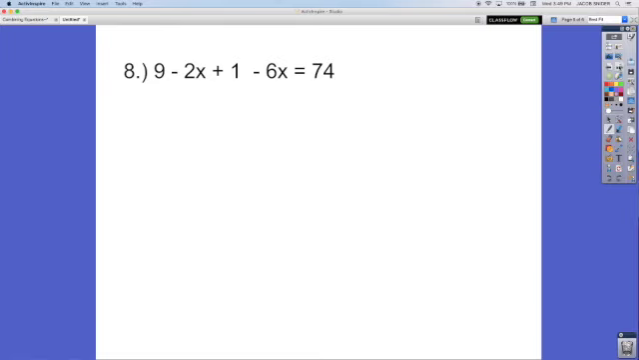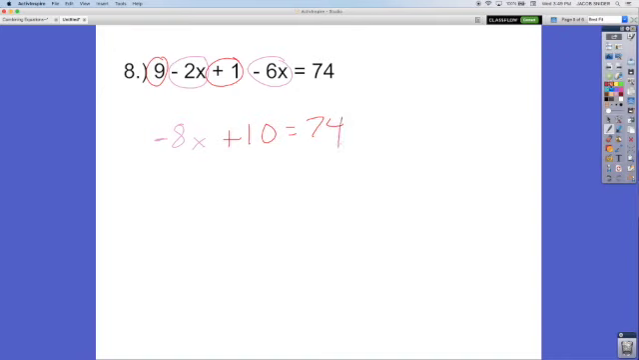I like starting with my x's first. So let's combine -2x and -6x. So I got negative, negative, same sign, add and keep. 2 and 6 is 8. -8x. Okay, let's look at my other terms. 9 plus 1. Once again, it's the same sign, add and keep. So 9 plus 1, 10. Bring it down.